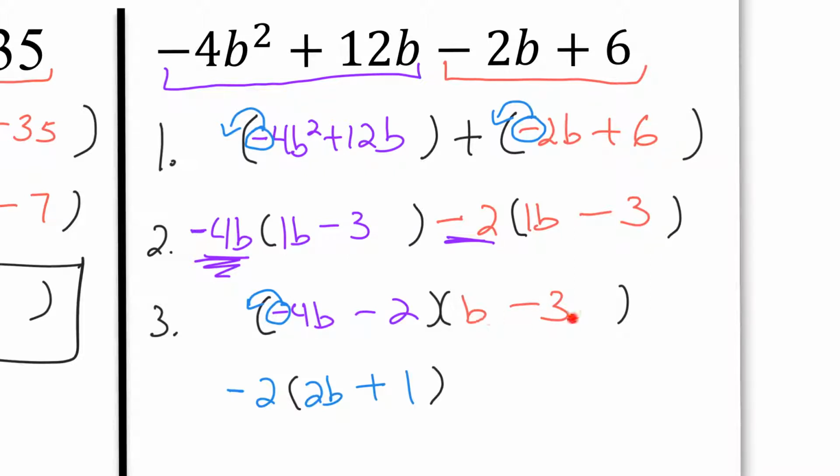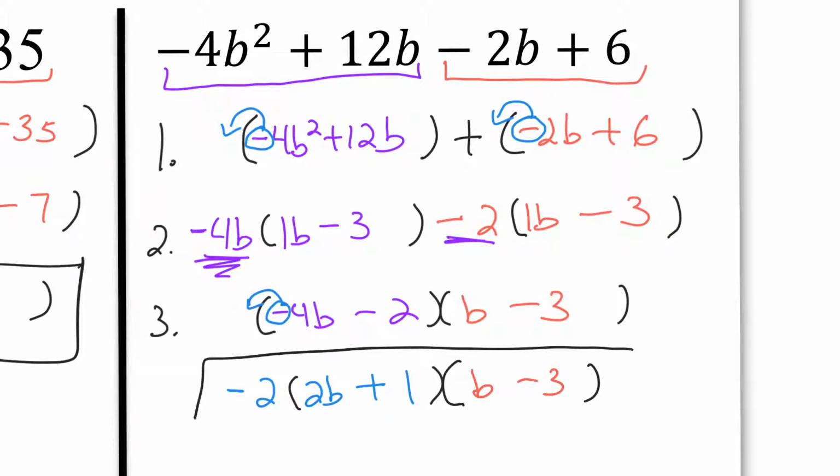And over here, b and 3, you cannot factor out anything. That's already done. It's already factored all the way. So you just keep that one the same. So we have the parentheses, b minus 3. So the actual answer is all of this right here: the negative 2 outside times 2b plus 1 times b minus 3.